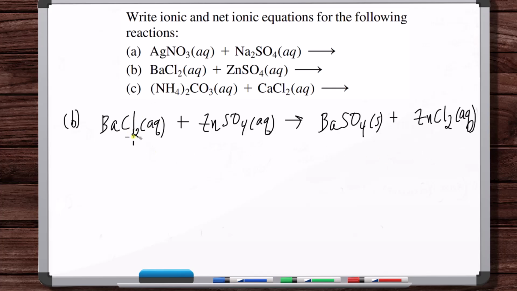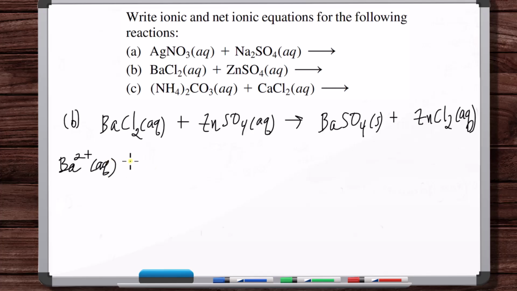Okay, now, but we're not done with the molecular equation. We need to balance this. So 2 chlorines on the left, 2 on the right. 1 zinc on the left, 1 zinc on the right. SO4 on the left and SO4 on the right. A Ba on the left, a Ba on the right. So that's balanced.